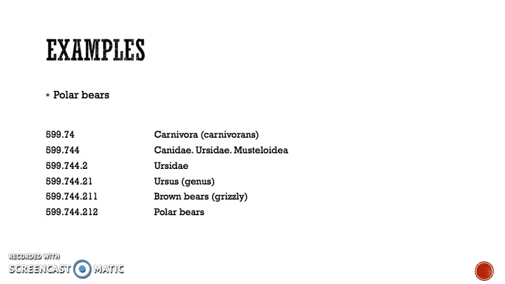Here we have another example of polar bears. First, we start in the class 599.74 for Carnivora. We get down into Ursidae with 599.744, and then we build on that, limiting it down to Ursidae, down to the genus, then we get down to brown bears, grizzly bears, and then we have polar bears at 599.744.212. So this tells us the type of animal that we're looking for, and it narrows it down to polar bears specifically. It's an example of the hierarchical expression of UDC.